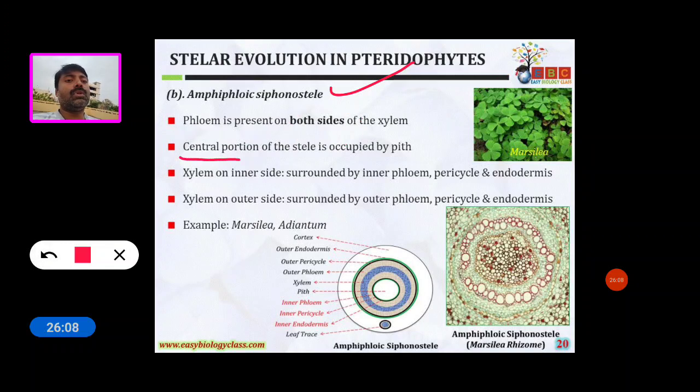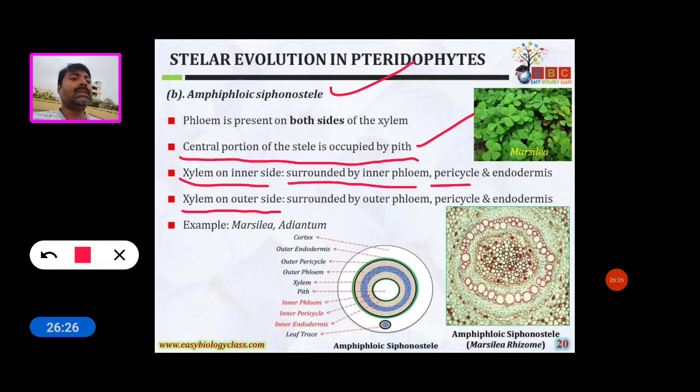So the central portion of the stele is occupied by pith. So xylem on the inner side and xylem on the outer side. First we see the xylem on the outer side surrounded by the inner phloem, pericycle, endodermis, and the xylem on the outer side surrounded by the outer phloem, pericycle, endodermis. So amphiphloic siphonostele we can see in the Marsilea rhizome.